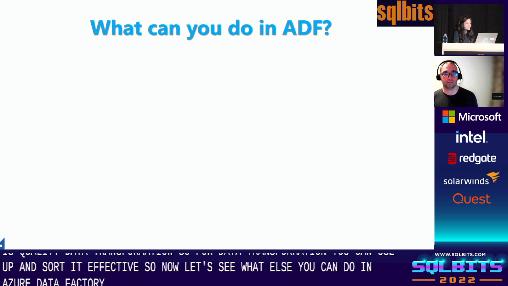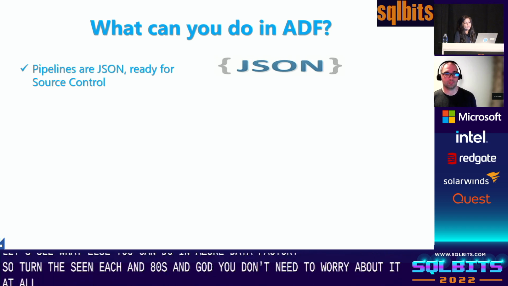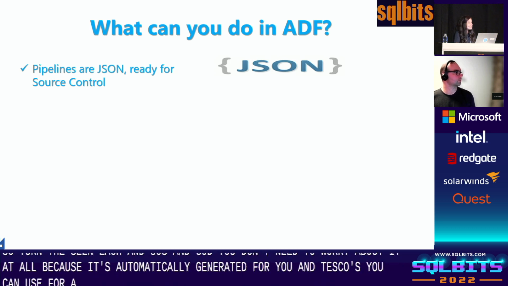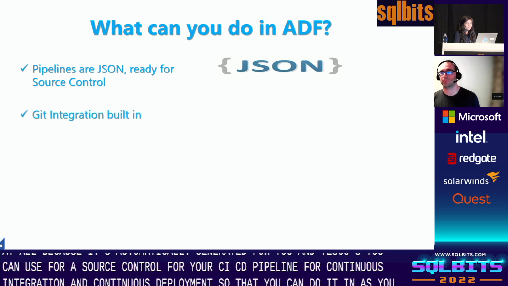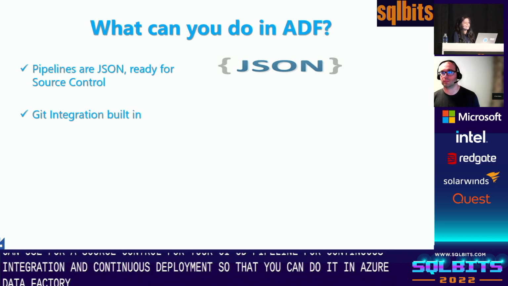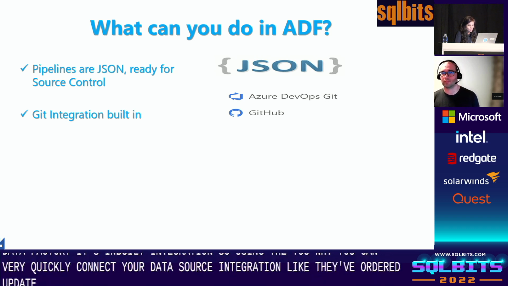When you create those 5 components in Azure Data Factory, behind the scenes it generates JSON code. However, you don't need to worry about it at all because it's automatically generated for you. And this code you can use for source control for your CI/CD pipeline, for continuous integration and continuous deployment. So that you can do in Azure Data Factory. It provides inbuilt Git integration. So using the UI, you can very quickly connect your data source with a Git integration like DevOps Git or GitHub Git, which I can show you later on as well.